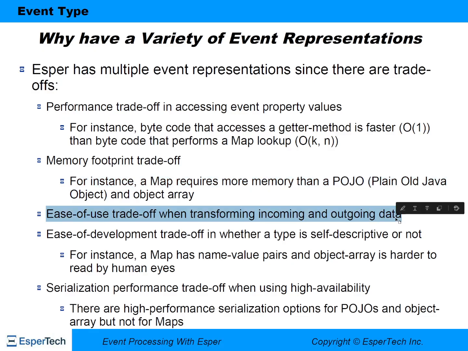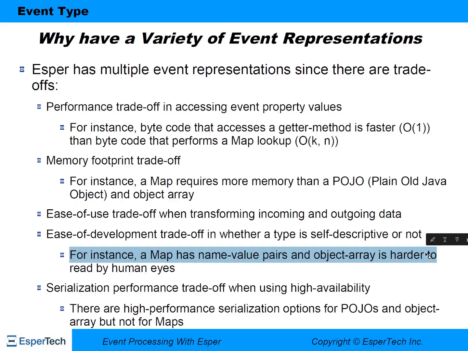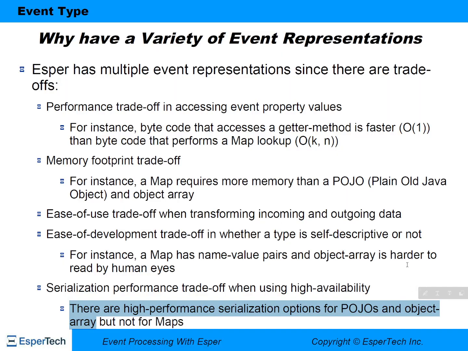There is an ease-of-use trade-off when transforming incoming and outgoing data. There is an ease of development trade-off in whether a type is self-descriptive or not. For instance, a map has name-value pairs and object array is harder to read by human eyes. There is a trade-off in serialization performance when using high availability. There are high-performance serialization options for POJOs and object array but not for maps.